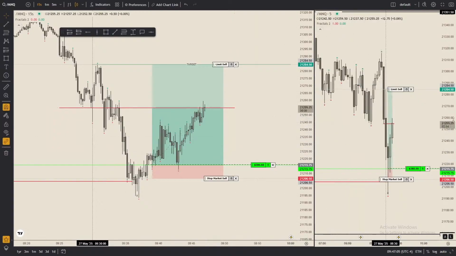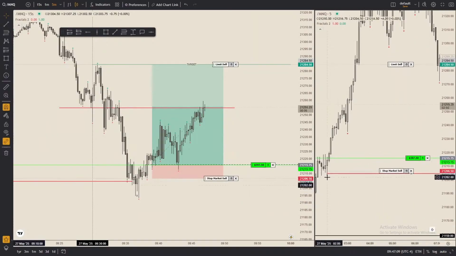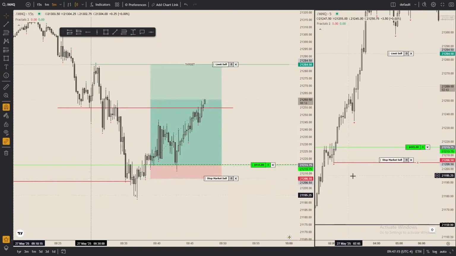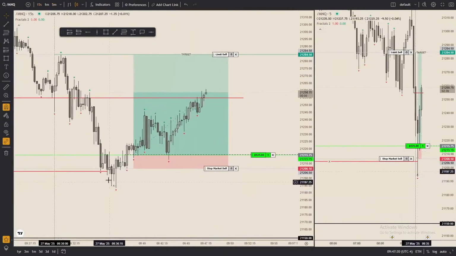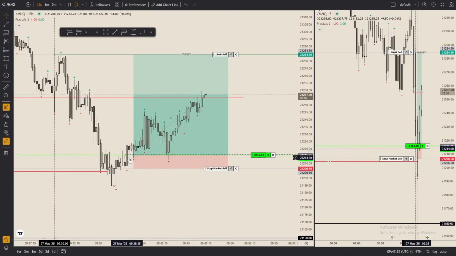Just a quick recap. We are working off this 5-minute sweep down here. Seems pretty irrelevant, but at the same time, it doesn't really matter. There is liquidity resting below every high and every low. We swept this 5-minute low. We got our 15-second internal sell side sweep. We got our 15-second bullish fair value gap.